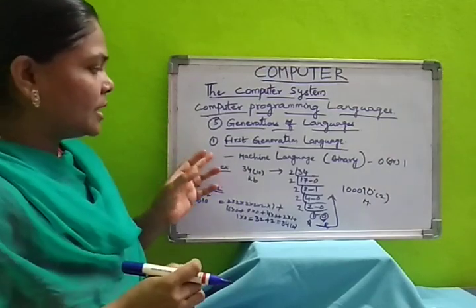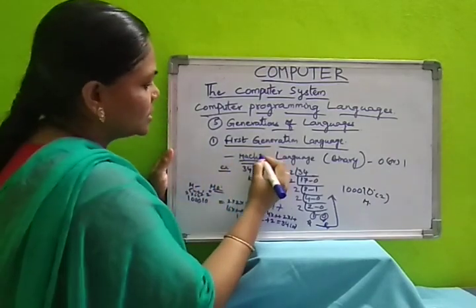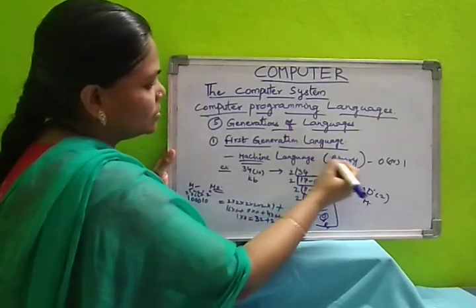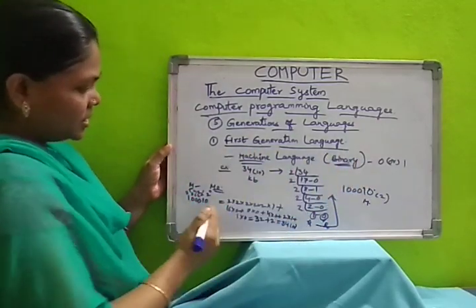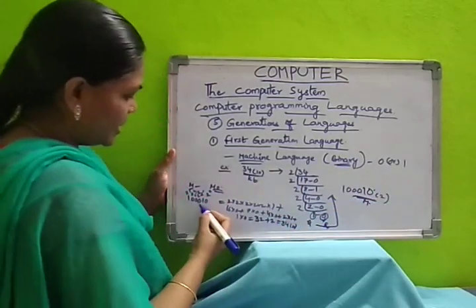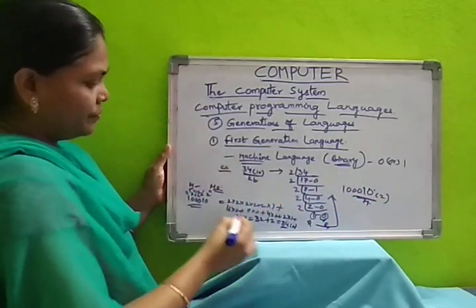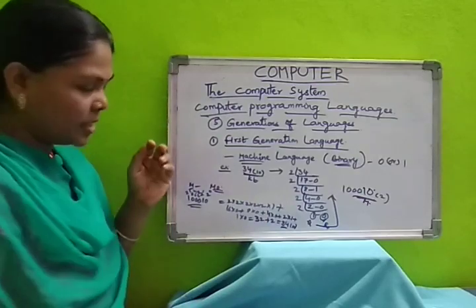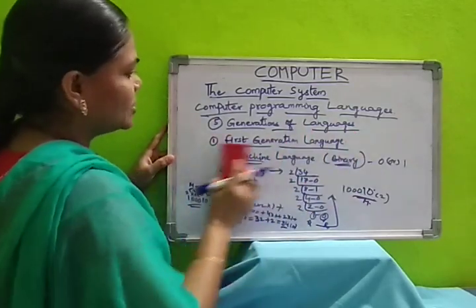That is the first generation language. What is used in first generation language? Machine language, that is binary code. And this is an example of how a number is converted into binary form, and again from binary form to decimal form, and displayed on the monitor. Next is the second generation language.